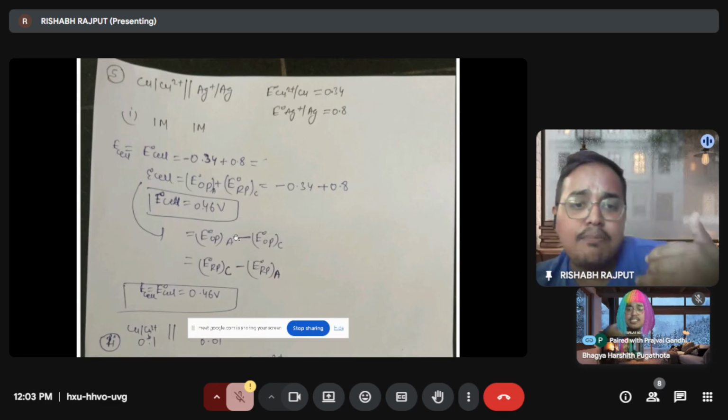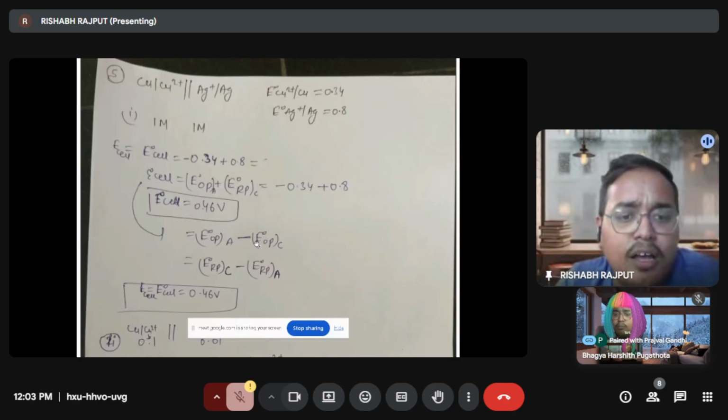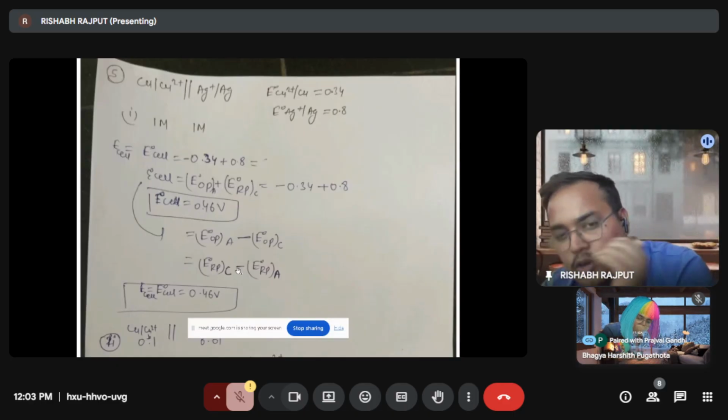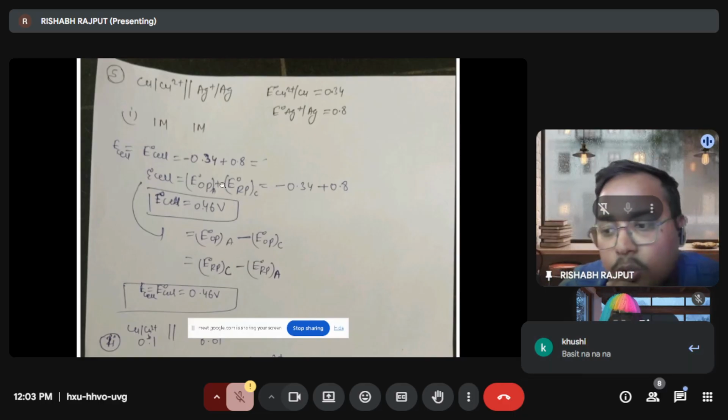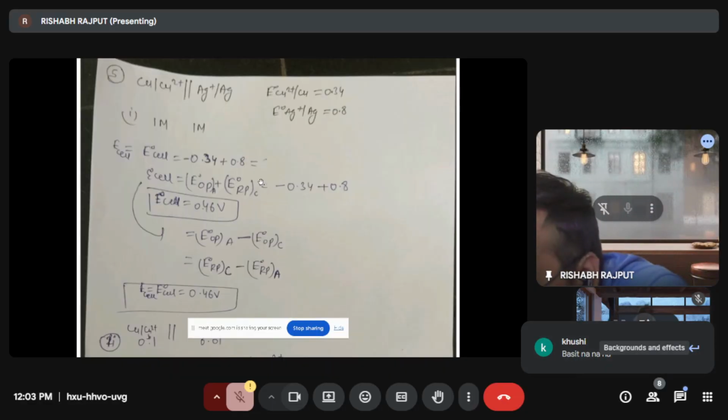Sometimes you may not follow this formula, and you can write another one, which is also okay. Don't worry about that. But I will suggest you please write this formula. It is very important for you guys.